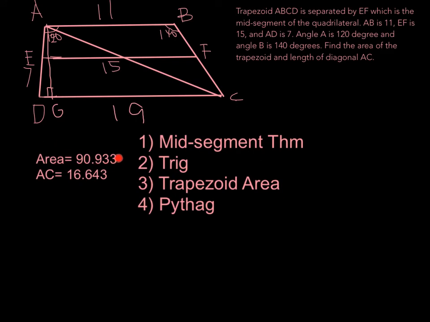So here's our answer. The area is 90.933 and the diagonal AC is 16.643. And just to run over the steps again, we first used the mid-segment theorem to find out the longer base, which turns out to be 19. Then we used trig to find the height. Then we plugged it into the area formula, half of A plus B times height, where A plus B is again the sum of the two bases, and then we used Pythag to find the diagonal AC.